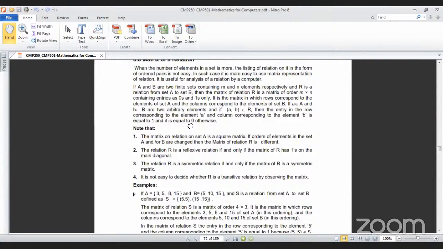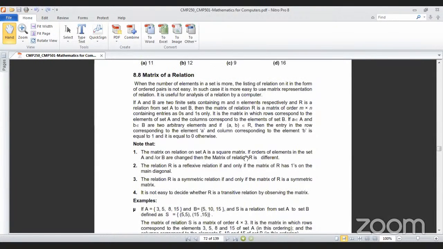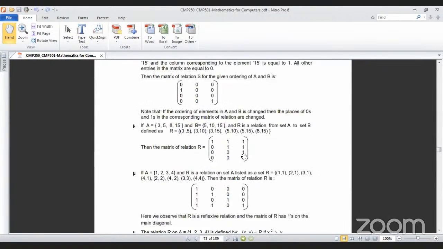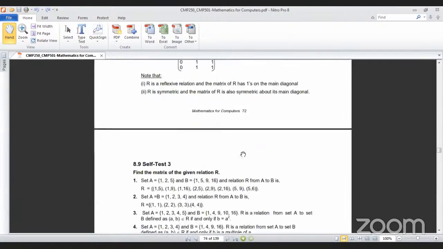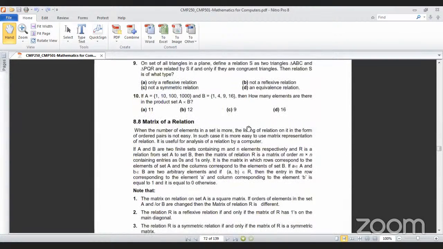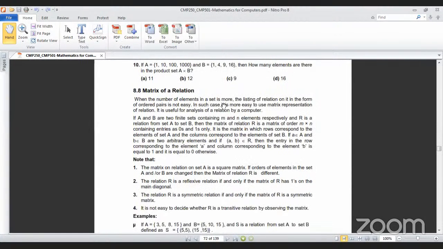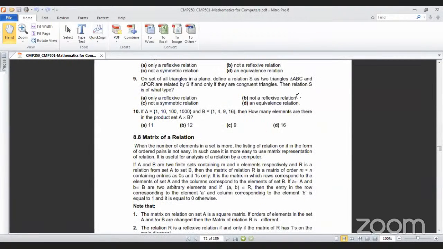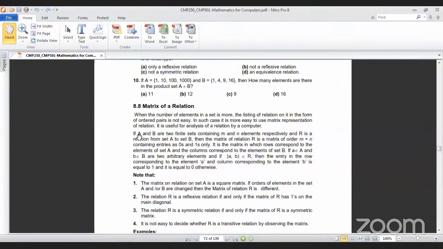Now, after that, you're having matrix of relation. What is there in this? Will it be lengthy for us? Let's see. When the number of elements in a set is more, the listing of a relation on it in the form of ordered pairs is not easy. Obviously, if you're having many multiples, then it will not be possible for us. So at that time, we are going to use a matrix.